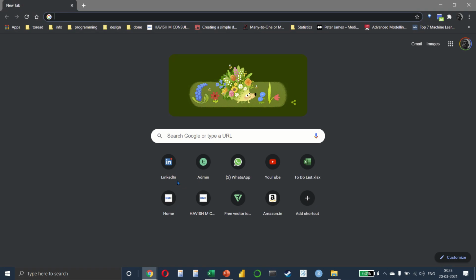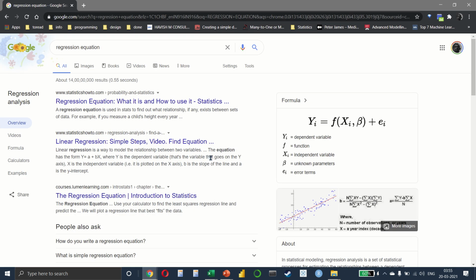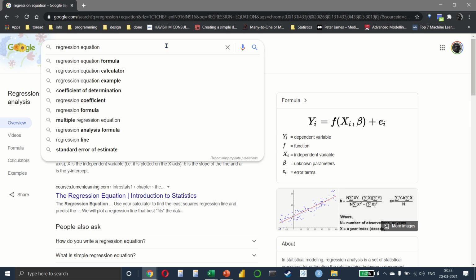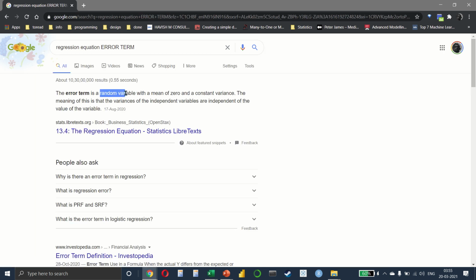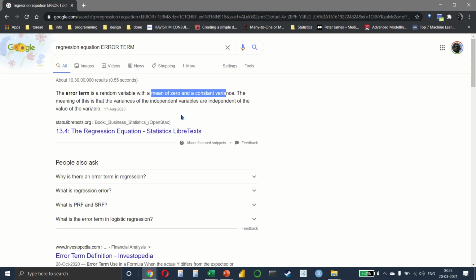Also keep in mind that when you search for regression equation, sometimes you will see this error term. Now, Excel takes care of this automatically, so you do not really need to bother with it, but do not be surprised when you see this error term. So when you say regression error term, you will see that it's a random variable with a mean of 0 and a constant variance, right? I will not get into details here, but if you're curious about it, you can always go ahead and look it up. In Excel, you will not find it because it is computed automatically.